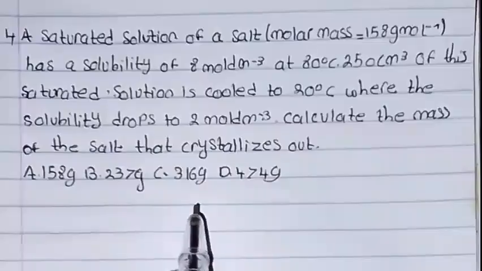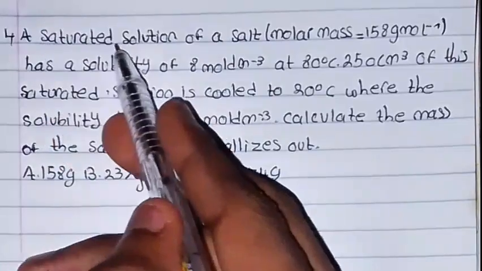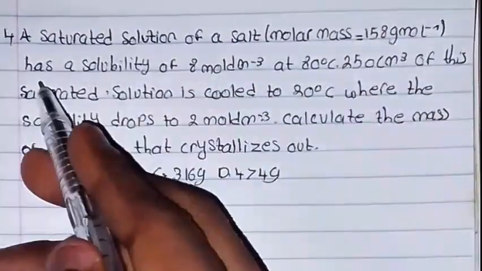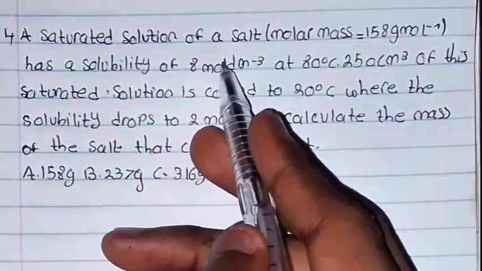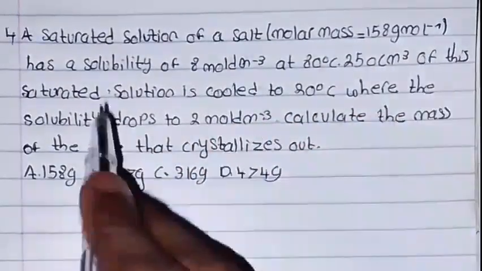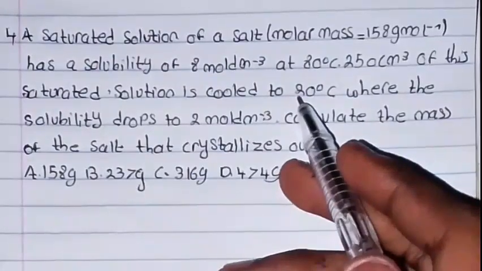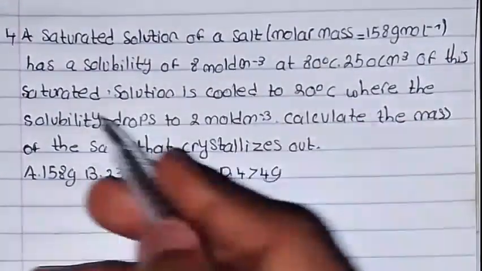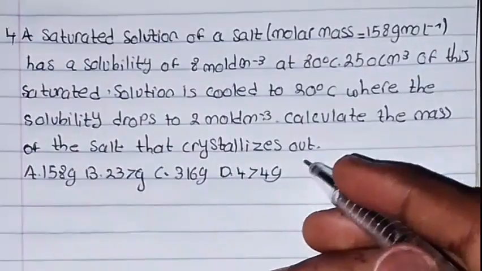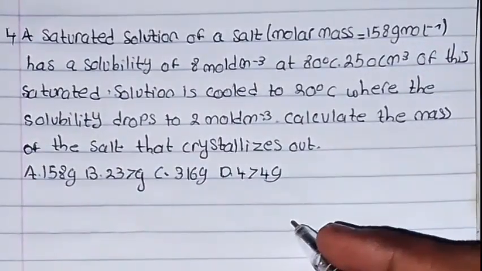option E. Question 4. A saturated solution of a salt, molar mass 158 gram per mole, has a solubility of 8 mole per dm cube at 80 degrees Celsius. 250 cm cube of this saturated solution is cooled to 20 degrees Celsius, where the solubility now drops, because remember, solubility is dependent on temperature, to 2 mole per dm cube. Calculate the mass of salt that will crystallize out.